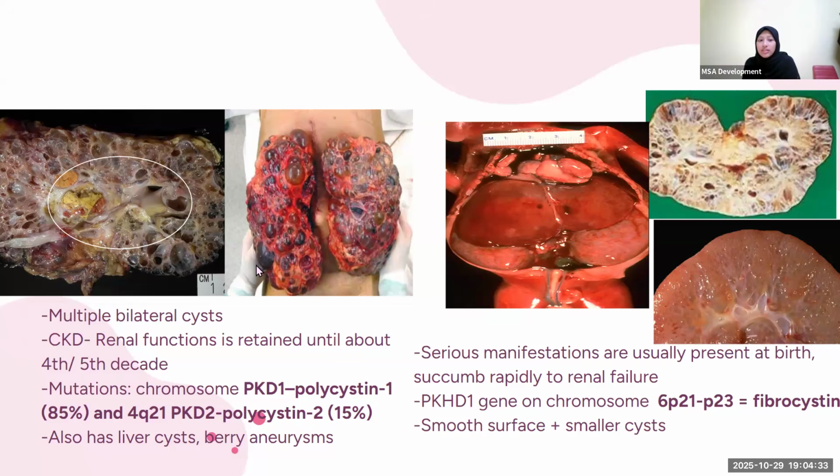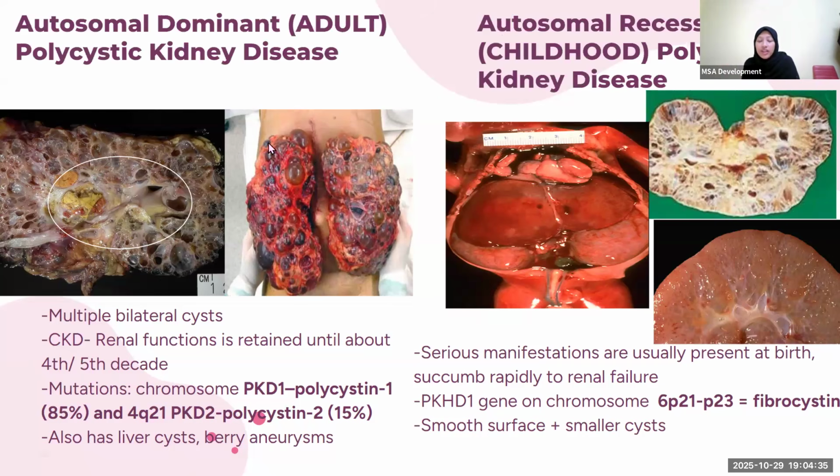Now, we call this one, the one that is bilateral with irregular contour, autosomal dominant, or adult polycystic kidney disease, whereas this one that is more smooth, with smaller cysts, is autosomal recessive. So this is dominant, more severe. This is recessive, and most of the time in childhood. Now, why do we differentiate between these?